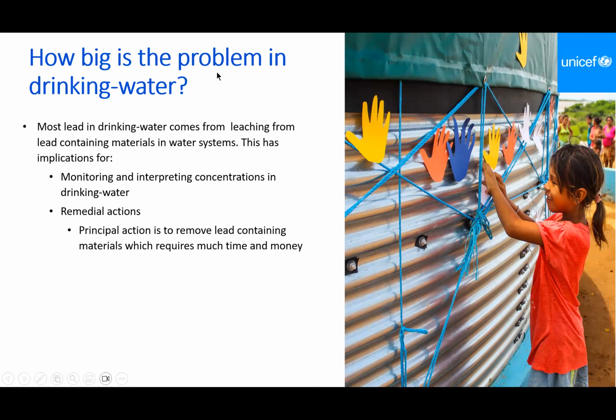Later on, Bruce will further develop this, but I wanted to make a special mention here, because most lead comes from leaching from those materials, and that has implications in terms of remedial actions, but also in terms of monitoring, requiring specific testing protocols. But allow me to stop here and maybe move back to Jesse.